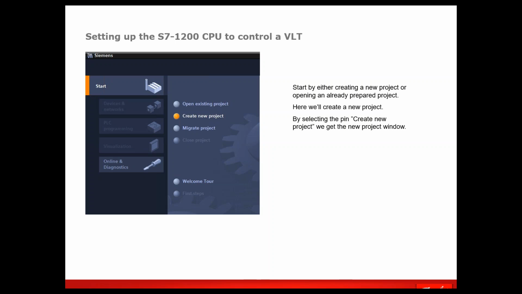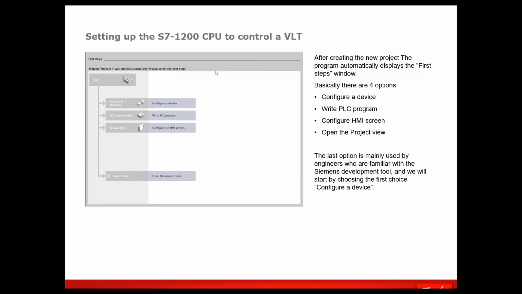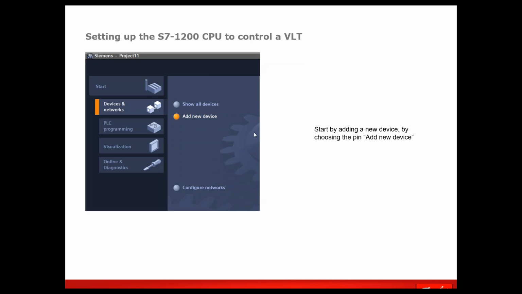Okay, so we start the TIA Portal, and this would be the window you would be presented with, and then you would create a new project. You would name your project. It usually starts with project or one or something. And then just click the create button on the right-hand side there. Then you'll be presented with a window for configuring a device, writing a PLC program or an HMI screen, and there's also a project view.